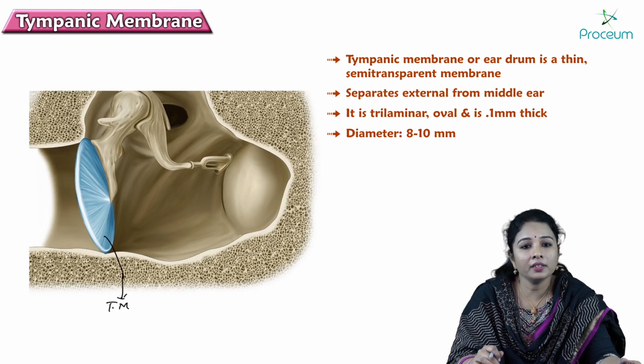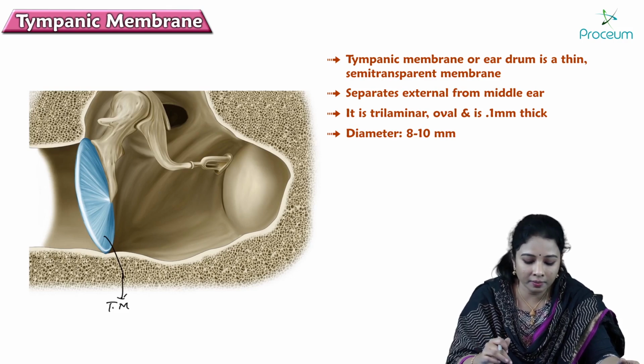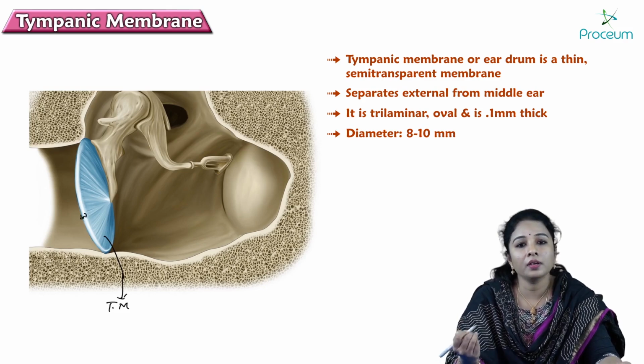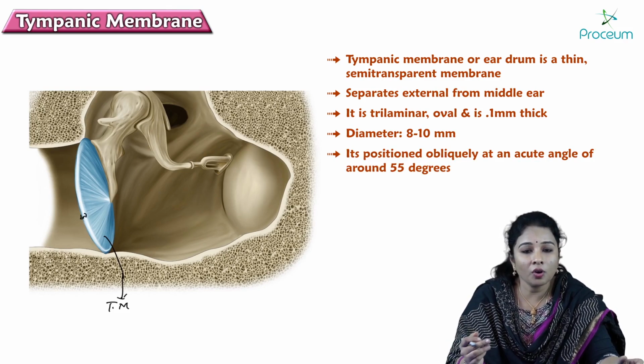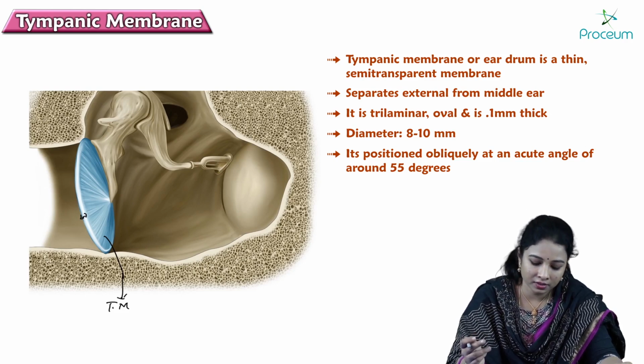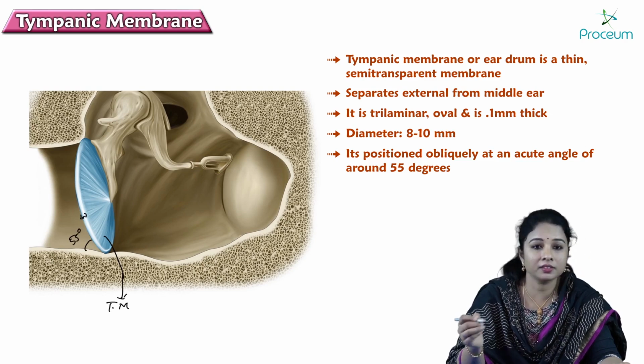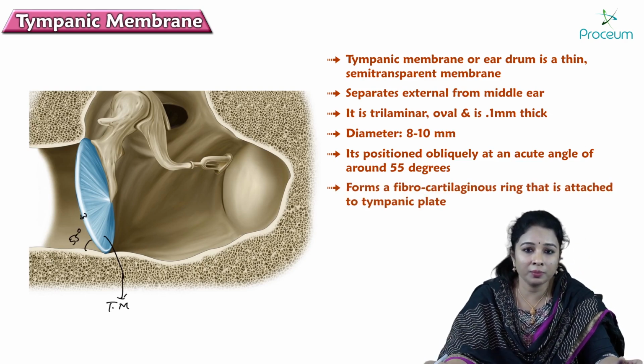And the diameter of it is around 8 to 10 mm. So the thickness is around 1 mm and the diameter is around 8 to 10 mm. It is positioned obliquely at an acute angle of around 55 degrees. So it makes an angle of 55 degrees. And the membrane forms a fibrocartilaginous ring that is attached to the tympanic plate.